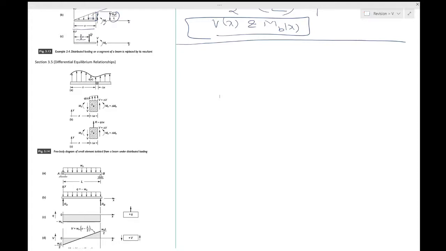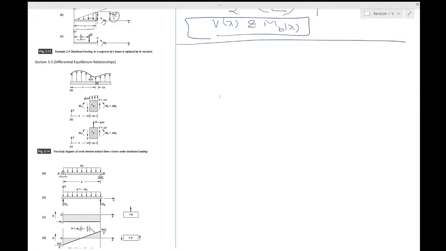This differential equilibrium relations is an alternate way to obtain the internal forces and moments along a slender member, and we have seen a few of them now. So this is sort of a new method to solve this. And what we do in this is that instead of cutting a beam in two and applying the equilibrium conditions to one of the segments, we consider a very small element of the beam as a free body.